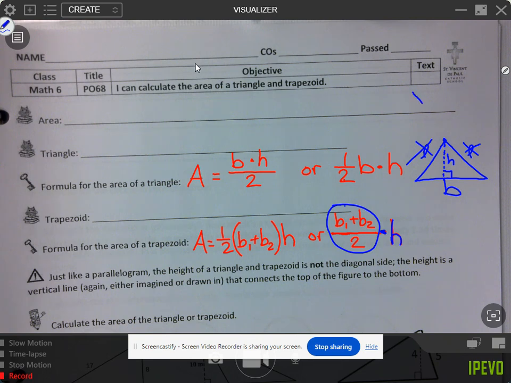Sometimes we might have a triangle with an obtuse angle. How do I find my height of an obtuse triangle? How would I find my height here? I know my base is on the bottom. Where is my height?